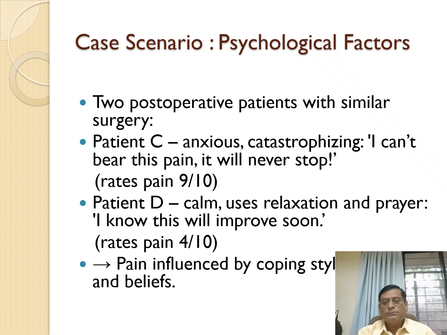The pain score of that patient is 9 out of 10. That means very severe pain. Whereas in the other picture, the patient was very calm, relaxed, and very positive that I'll improve after hip replacement surgery, and the reporting of that pain is only 4 out of 10. Pain is influenced by coping styles and beliefs.